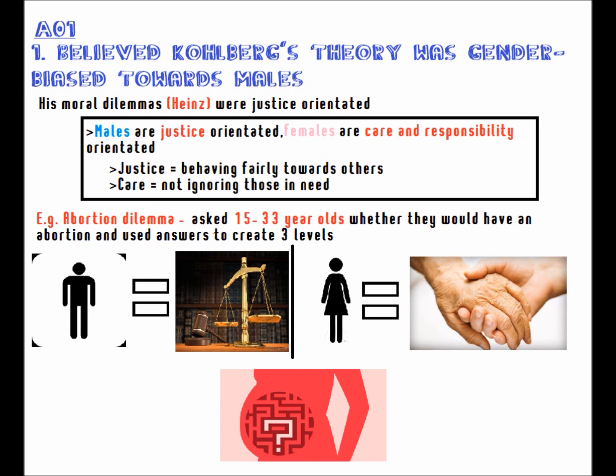Gilligan believed that Kohlberg's theory was gender biased towards males, as his moral dilemmas, such as the Heinz dilemma, were justice-orientated. Gilligan believed that males are justice-orientated and females are care and responsibility-orientated. Justice meant behaving fairly towards others, and care meant not ignoring those in need. Therefore, Gilligan created this theory for females, and had dilemmas like the abortion dilemma, where she asked 15 to 33-year-olds whether they would have an abortion and used the answers to create 3 levels.